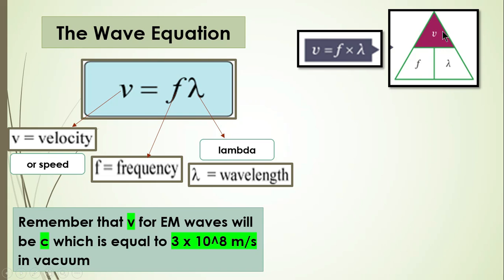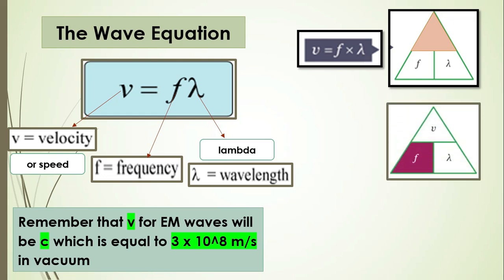If you want to know the formula, let's say the missing variable is velocity or speed, just cover it and it will show you the formula. Frequency is beside wavelength, which simply means that you will multiply the given value of frequency by the given value of wavelength. Just like here, V is equal to f times lambda, or wavelength.